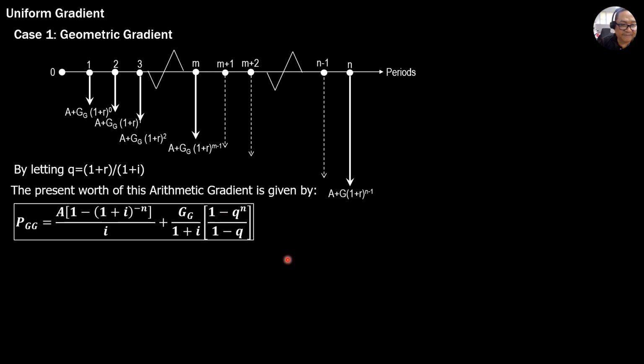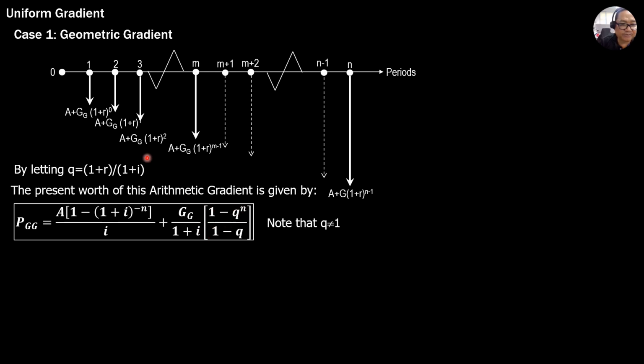And the future worth is simply multiplying this by 1 plus I to the n, and I will not write it here so that you will not be bombarded with so many formulas. So note that Q is not 1 in this second term here.